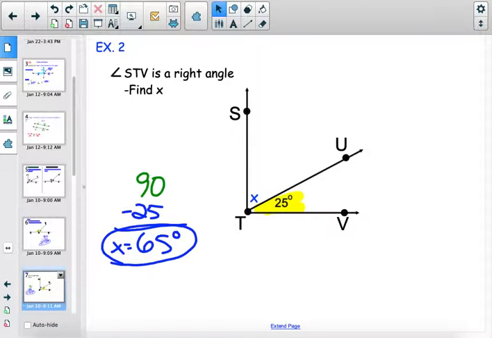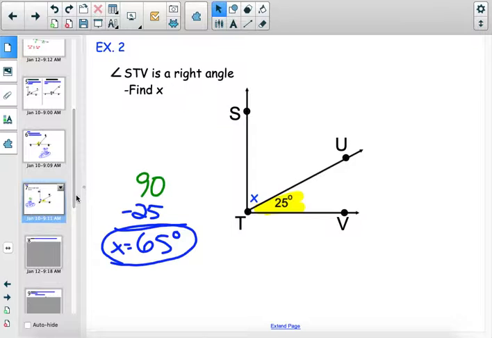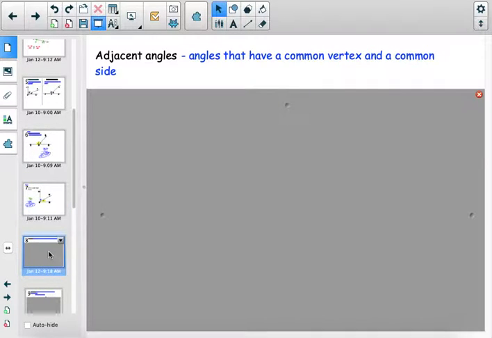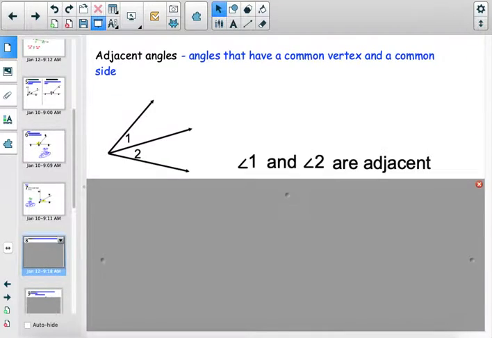In the last one, I wrote down subtract 180 by what you know. I ran out of space.